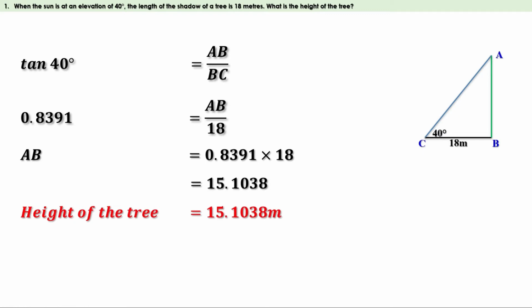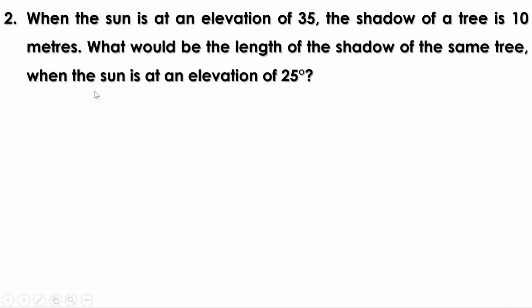Now let us discuss the remaining problems on page 122. Second problem. When the sun is at an elevation of 35 degree, the shadow of a tree is 10 meters. What would be the length of the shadow of the same tree when the sun is at an elevation of 25 degree? Let us draw the tree at first.